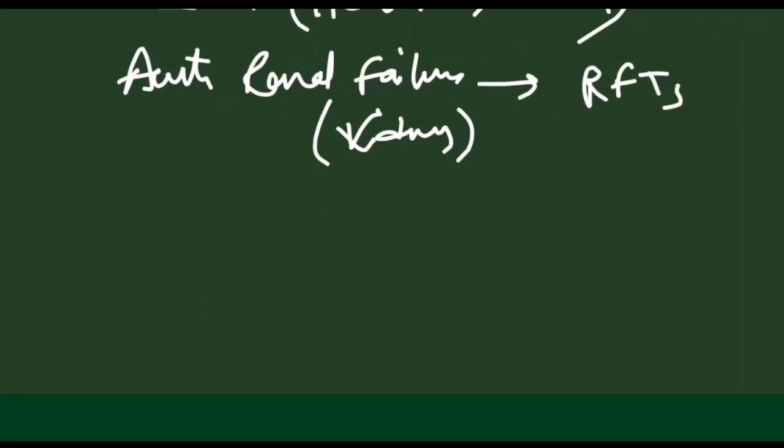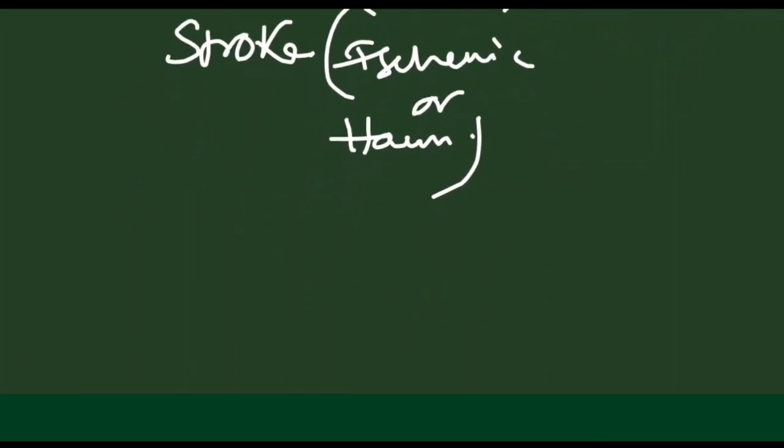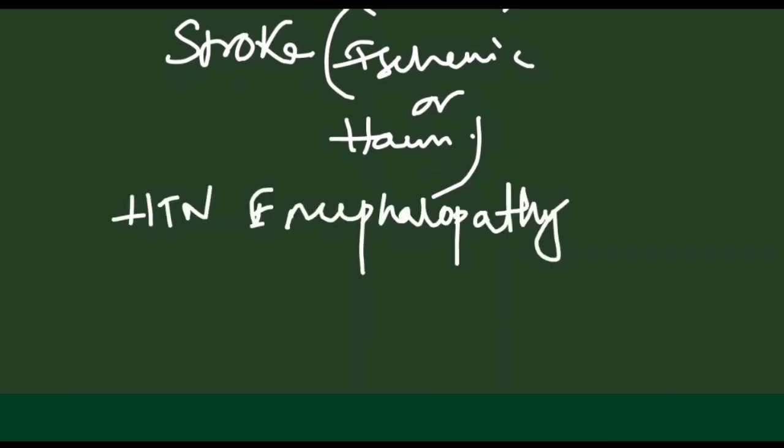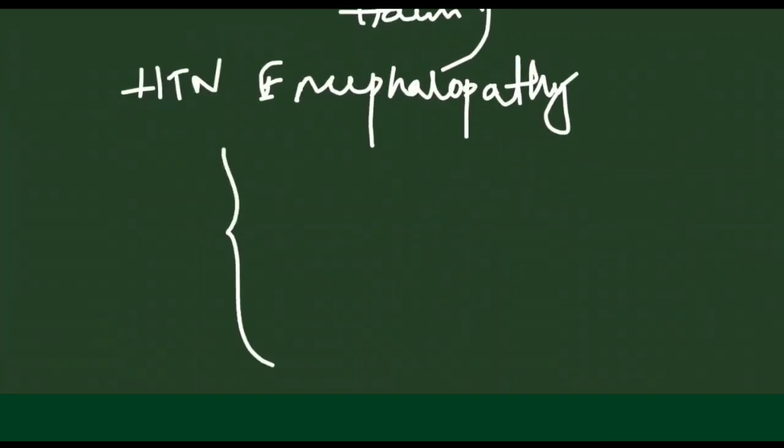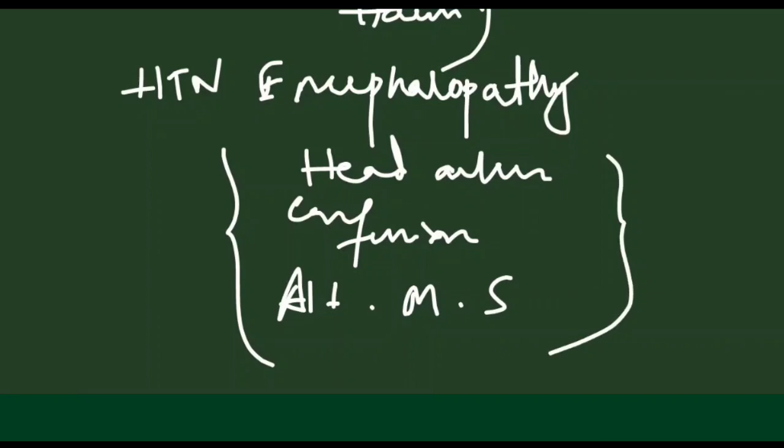Next, there may be stroke happening. It may be ischemic or hemorrhagic. Next, there can be hypertensive encephalopathy. Now, what are the symptoms we can see in hypertensive encephalopathy? The patient will have headaches, confusion, and there may be altered mental status. So these are the symptoms we can see if hypertensive encephalopathy is happening or not.